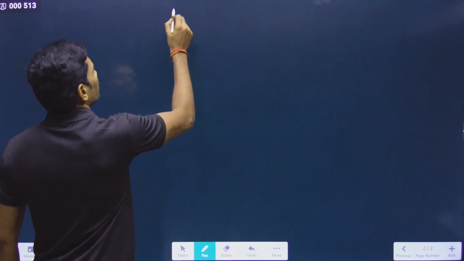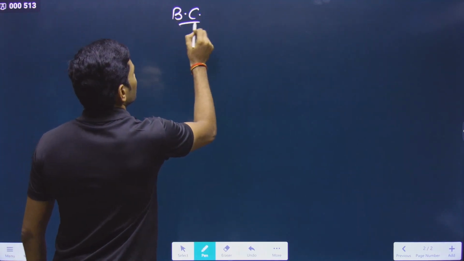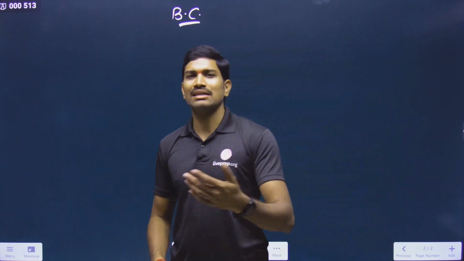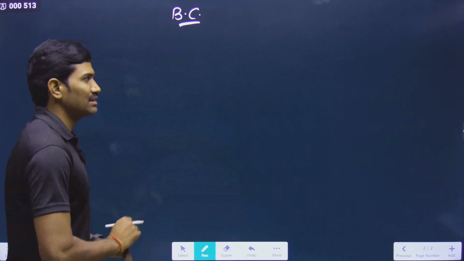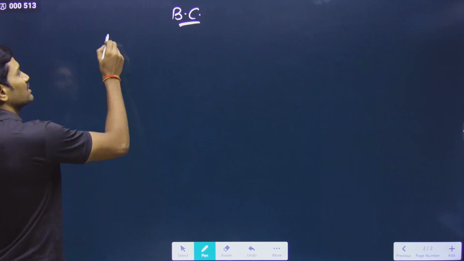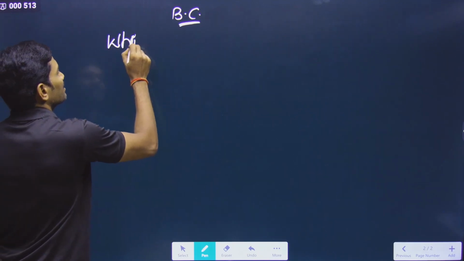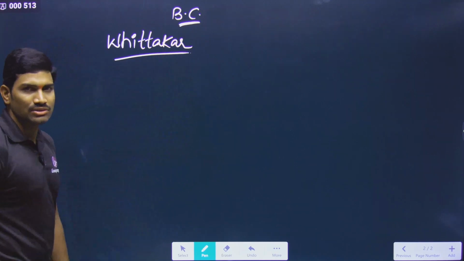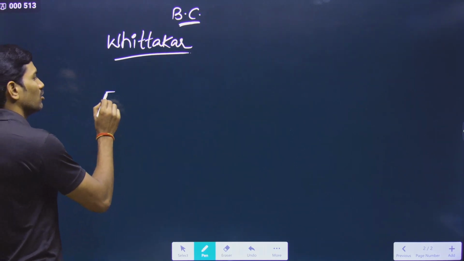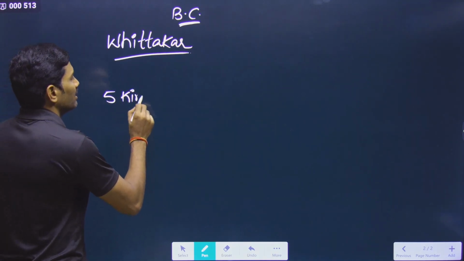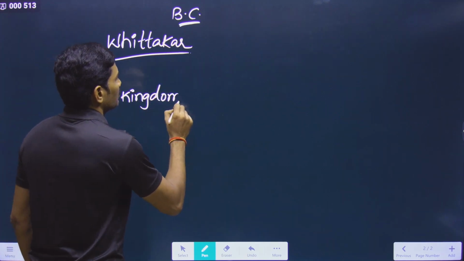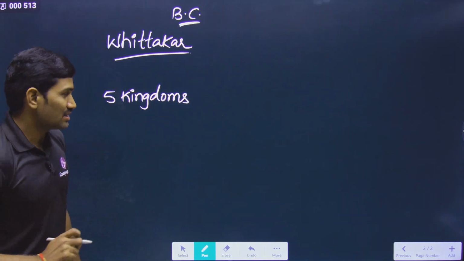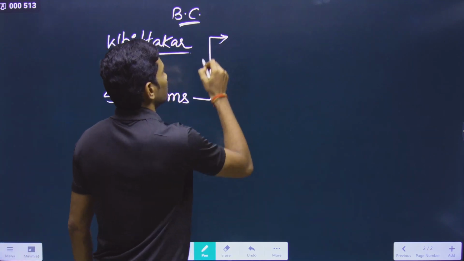Already you studied the biological classification chapter, yes or no? Not just immediately, but already in class 11th you have studied biological classification. In this, we have studied Whittaker's classification, yes or no? In the Whittaker classification, how many kingdoms are present? 5 kingdoms are present. And what are these 5 kingdoms?